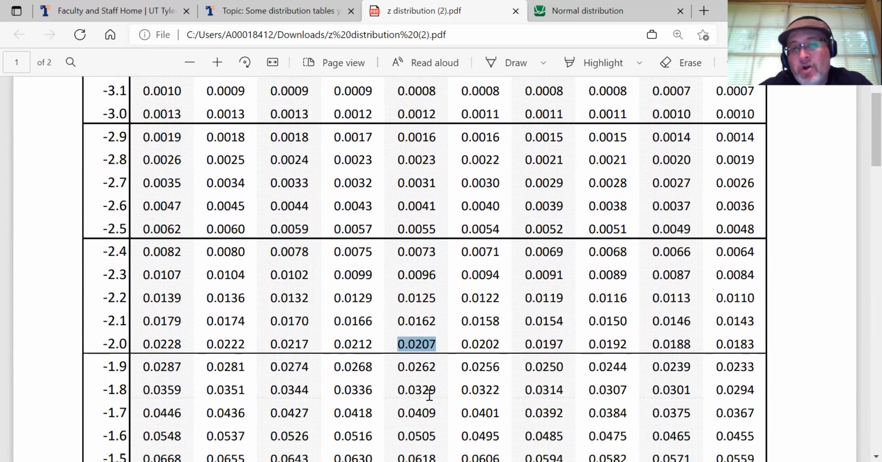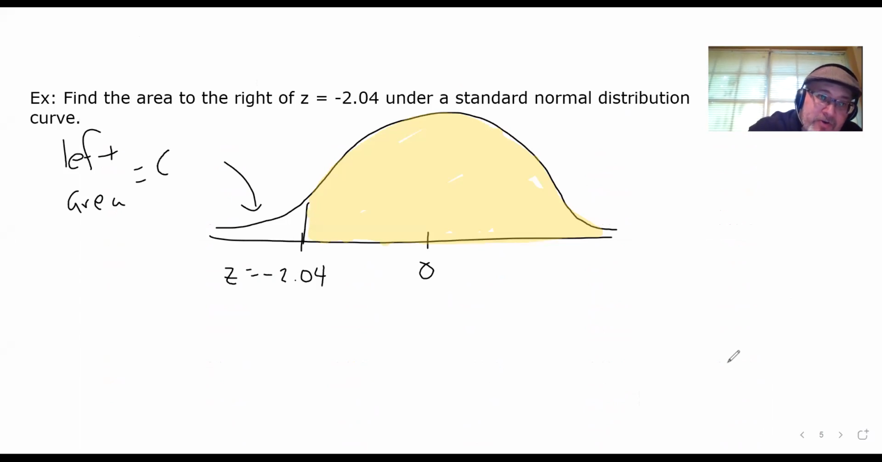That number is 0.0207. Let's go back to here. Our left area is 0.0207. Now, if you weren't paying attention, you might say that this is your answer. But remember what we said a minute ago, that the answer should be more than 50%. If you've already thought that before looking up the number and you see this, your brain's going to go, that's not big enough. It's supposed to be more than 50%. Well, that's because we're not done.